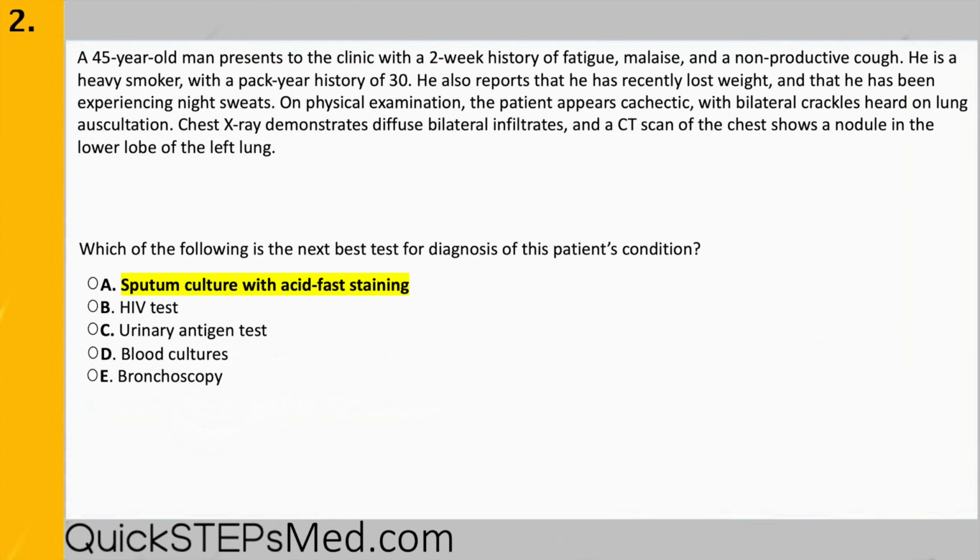Bronchoscopy. This is a reasonable choice if your suspicion for cancer is increased. In this case, you can argue that there might be some increased suspicion for cancer. However, you definitely do want to rule out tuberculosis first. So that's why you would be doing the sputum culture with acid-fast staining, and that's why answer choice A is the correct answer.